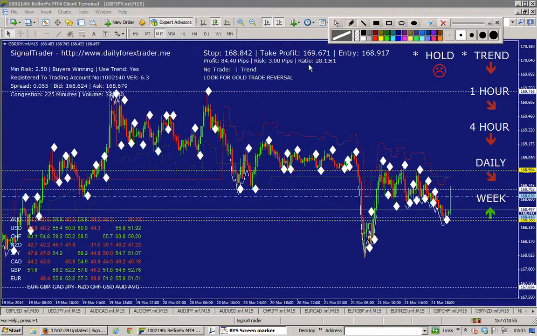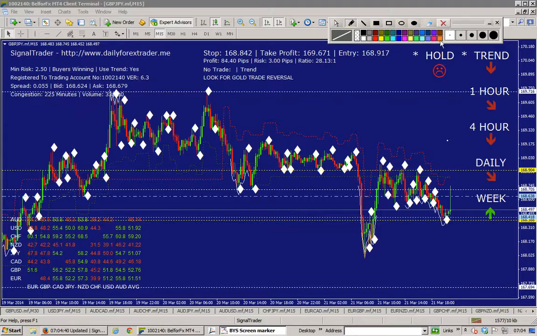So over here we've got other information, which is just general things like minimum risk 2.5 to 1, which means that we want a risk reward of 2.5 to 1 before we consider a trade. Buyers are winning, which means at the moment, though it looks short, technically it's a long. We're going to use the trend, registered trading account, obviously whose trading account it is. It shows you the spread for this currency pair, the bid and the ask price, and also if there's any congestion, which there was just before the weekend, but it's not displaying, it would show it here.